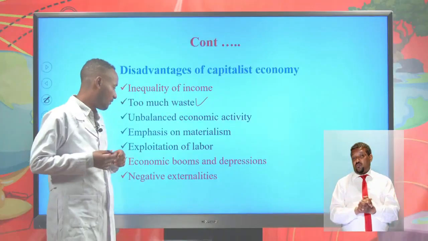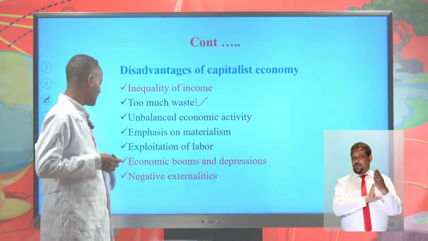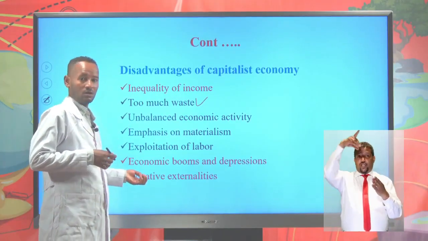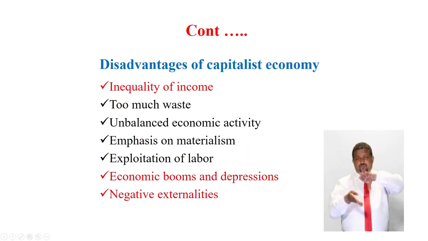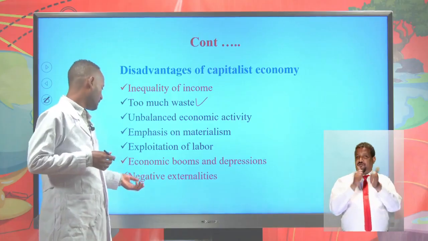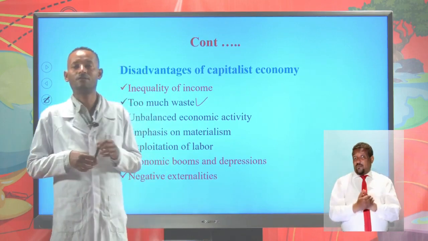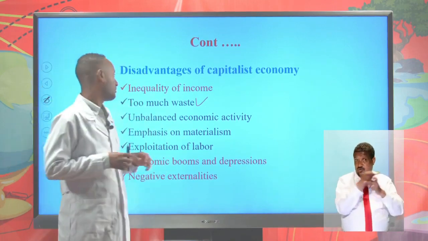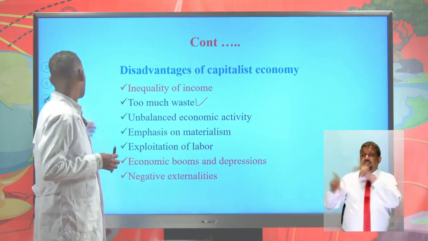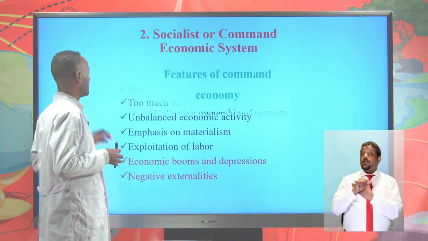It is often characterized by the up and down fluctuations, or the up and down movement, of economic activity. Negative externalities are the other problem: the production of one party affects the livelihood of millions. This is one of the disadvantages of the capitalist economic system.